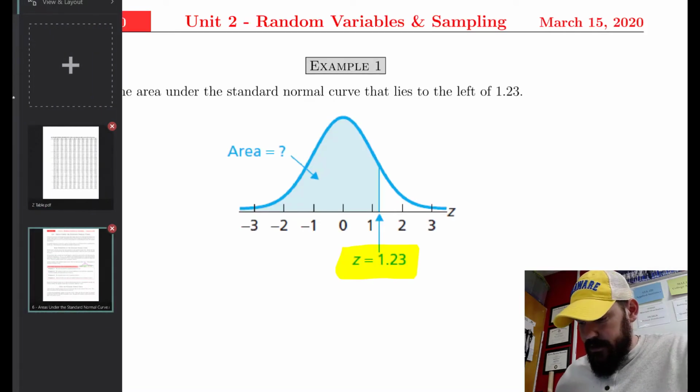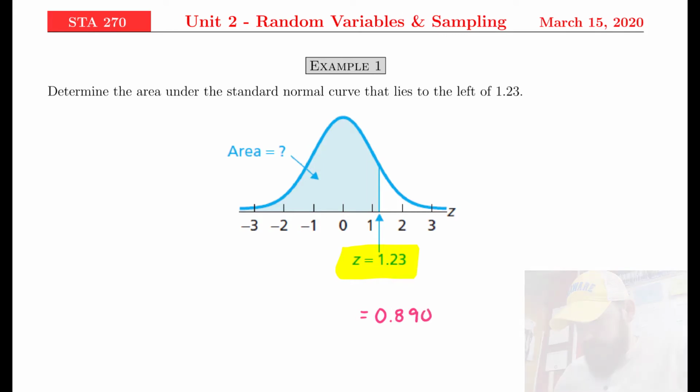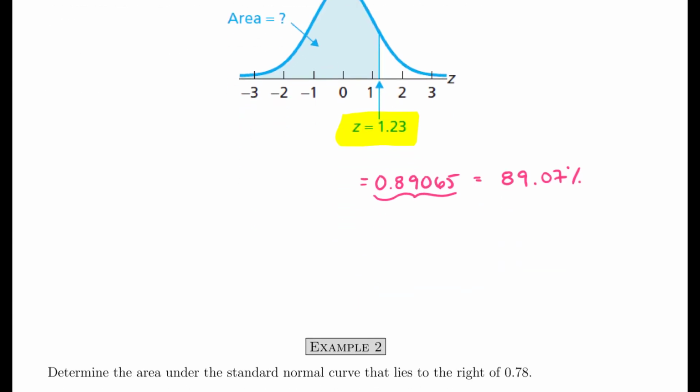We convert that 0.89065, which is roughly 89.07% of the data lies within that particular curve. As far as the area goes, we do just want to express it as the 0.89065.